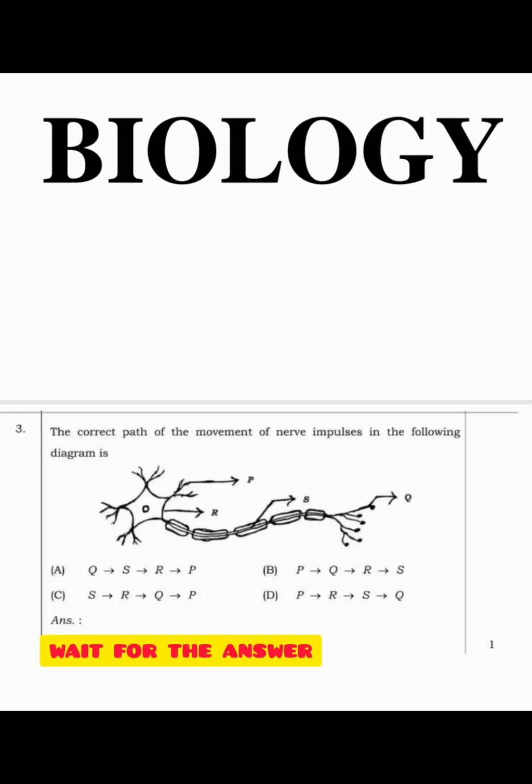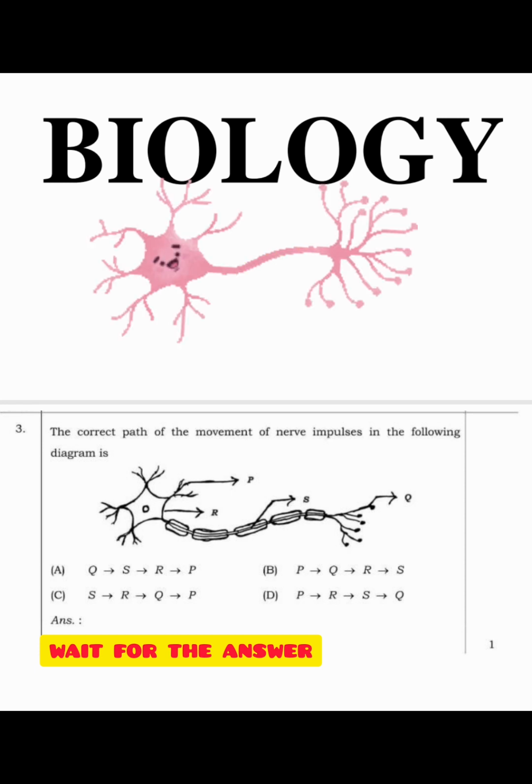The correct path of movement of nerve impulses in the following diagram is. The correct answer for this question is: during the transmission of an impulse, the axon of one neuron releases chemicals called neurotransmitters, which pass through the synapse and are received by dendrites of another neuron. As the neurotransmitter binds to the membrane of the receiving neuron, a nerve impulse is generated.